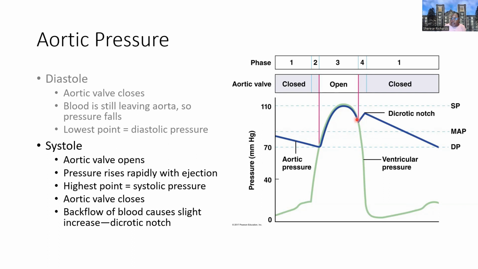This is the pressure in the aorta, and this is going to be the same as the pressure that we can detect in any of our peripheral vessels. So your systolic pressure is your top number in blood pressure, which is usually up at about 110, so that's kind of standard for an average adult.